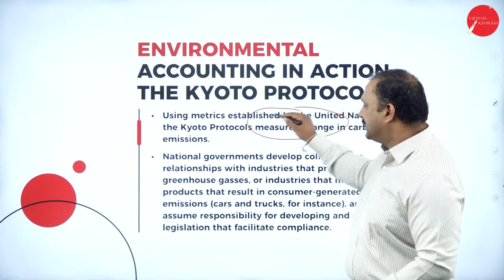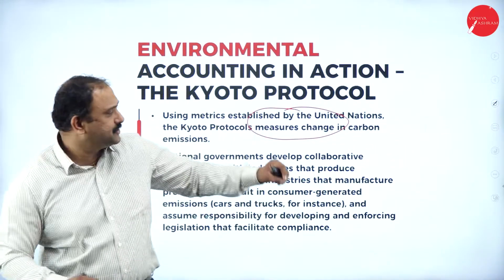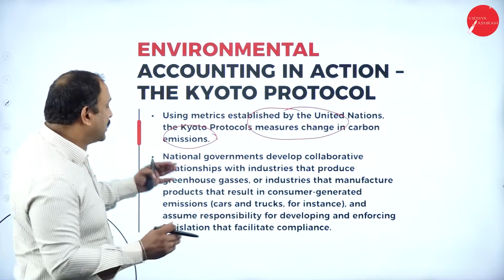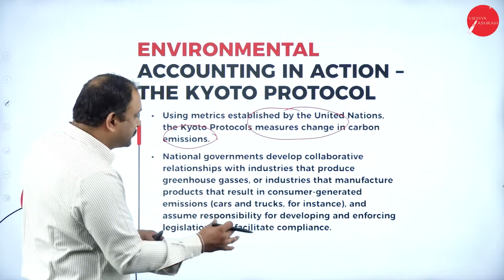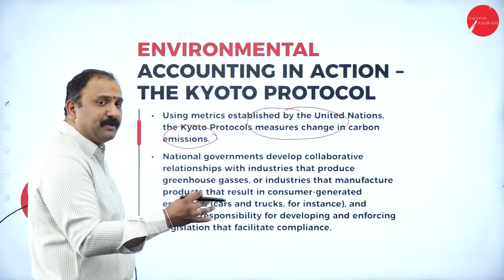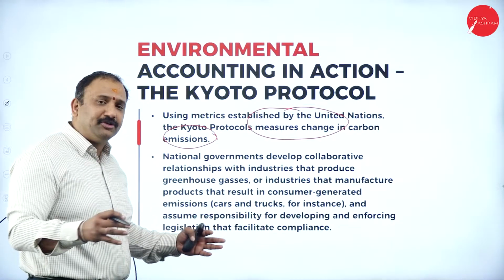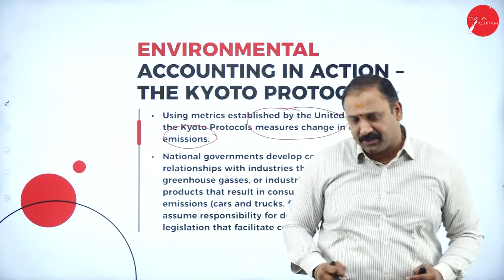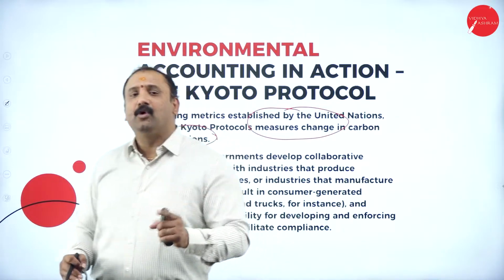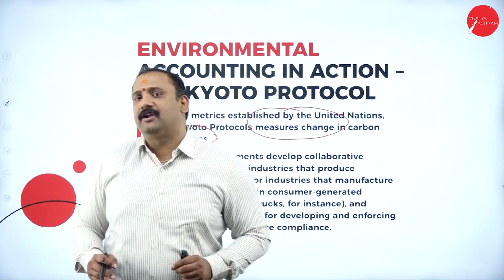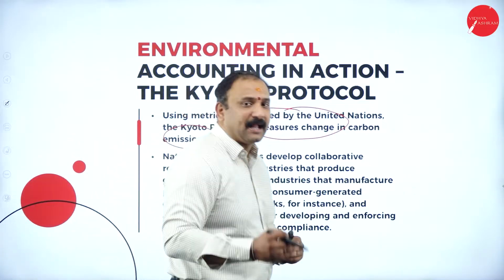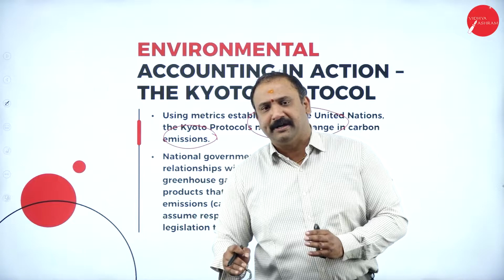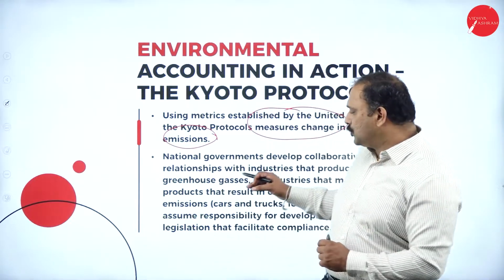Using the metrics established by the United Nations, the Kyoto Protocol started pronouncing the following actions, especially on carbon emissions. National governments were asked to develop a collaborative relationship with the industries that produce greenhouse gases, or industries that are responsible for carbon emission on this earth. So what we need to do is enforce, bring in a system through which we can reduce the carbon footprint on this planet Earth and make this earth a better place to live in. So what we wanted from these organizations is a systematic plan through which we can reduce the emission of greenhouse gases, reduce the carbon footprint and make this earth even more livable.